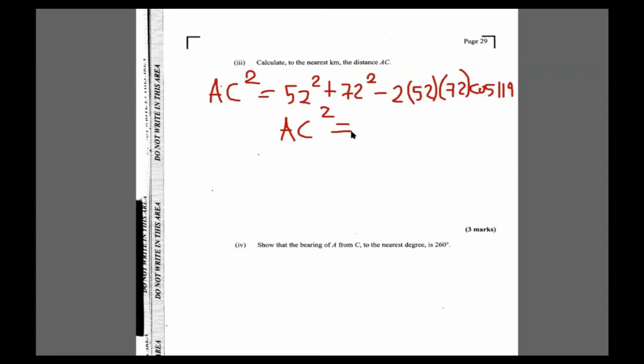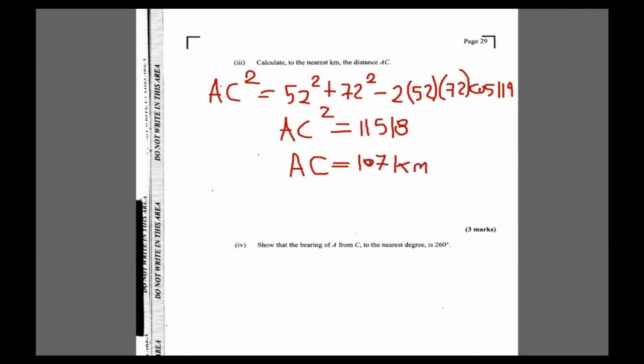That's 11,518. And so when we square root both sides, we get that AC is equal to the square root of this answer. And I get 107 kilometers. That's AC. Now that AC is 107 kilometers, we're nice.